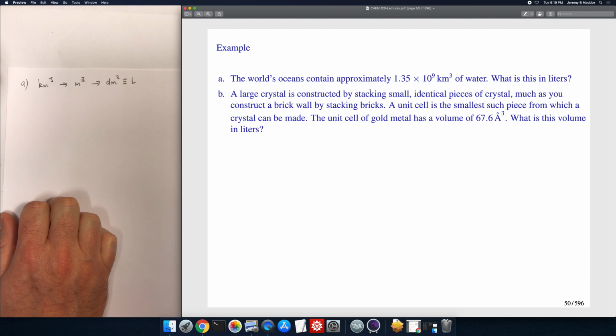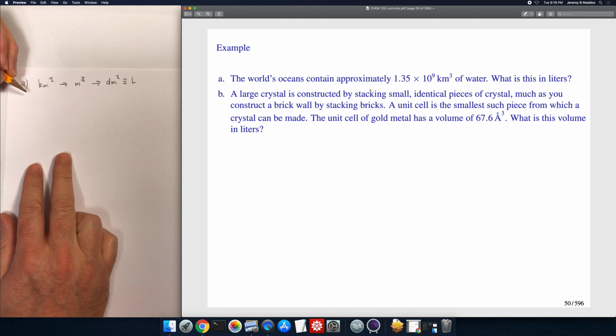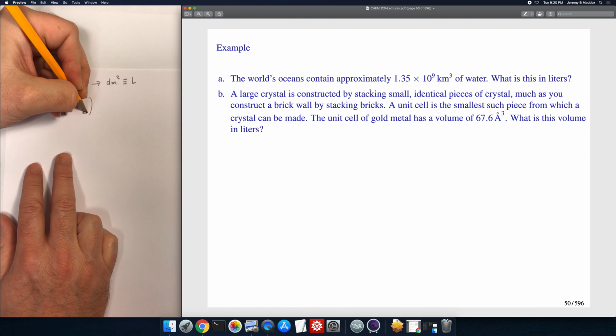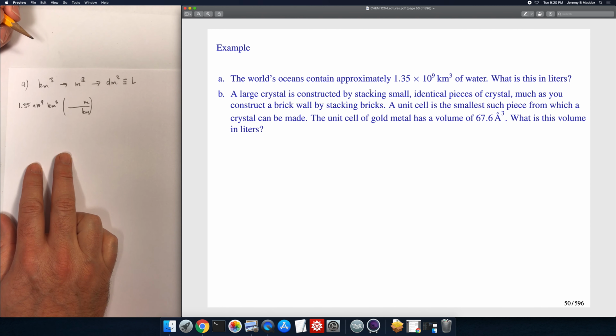But there is one trick, and that is we need to cube our conversion factors. So let's start with what we're given. 1.35 times 10 to the 9th cubic kilometers. Okay, so that's what we have. And we want to go from kilometers cubed to meters cubed. Okay, so we want to cancel the kilometers, and we want to have meters.